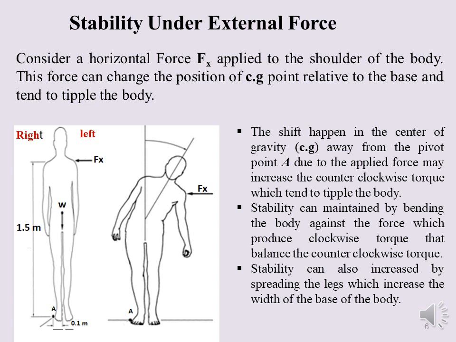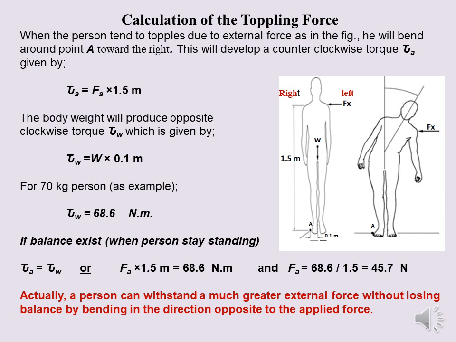Stability can be maintained by bending the body against the force, which produces a clockwise torque that balances the counterclockwise torque produced by the force. Stability can also be increased by spreading the legs, which increases the width of the base of the body. Calculation of the toppling force.